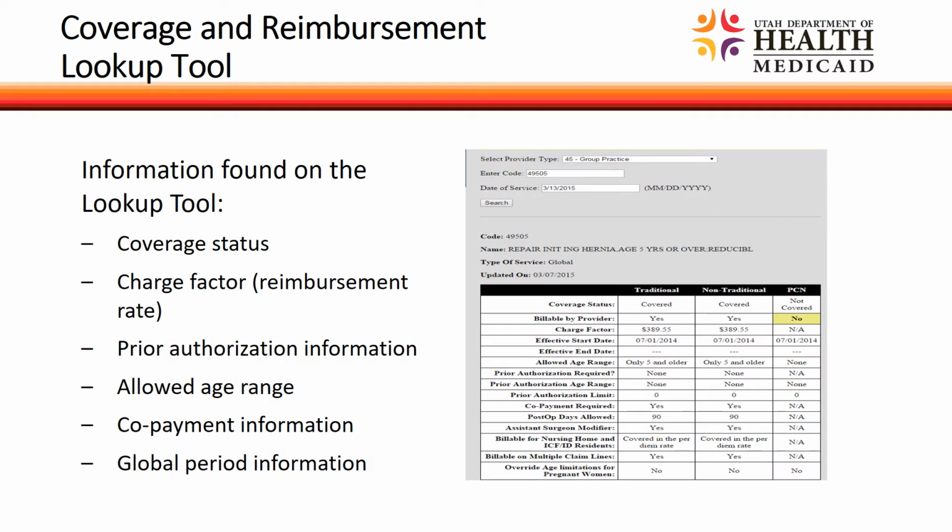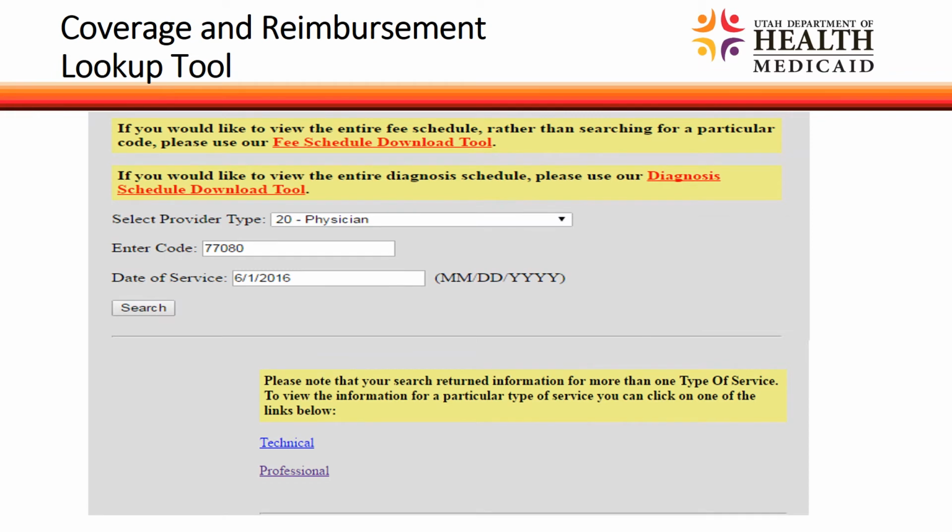On the coverage and reimbursement lookup tool, you can find information like your coverage status, the charge factor, which is your reimbursement rate, whether it needs prior authorization, allowed age range, copayment information, and global period information. On this screen is where you would select your provider type. So I selected provider type 20, which is a physician, and I entered code 77080, put in a date of service, and then clicked on search.